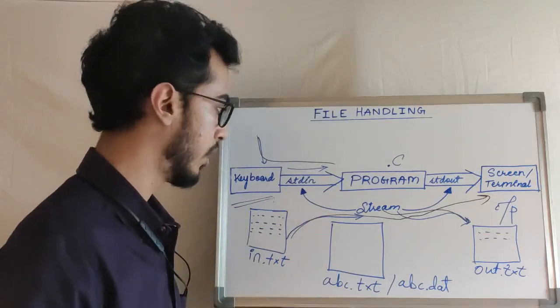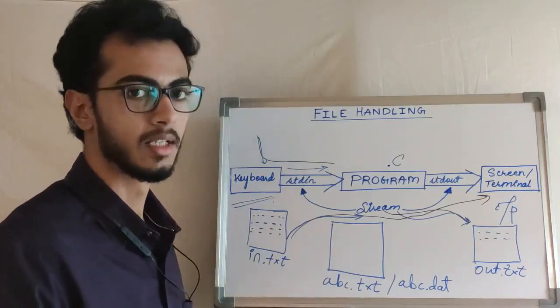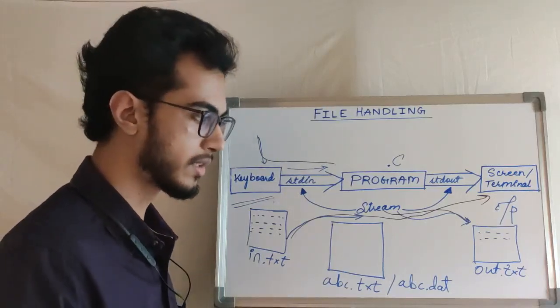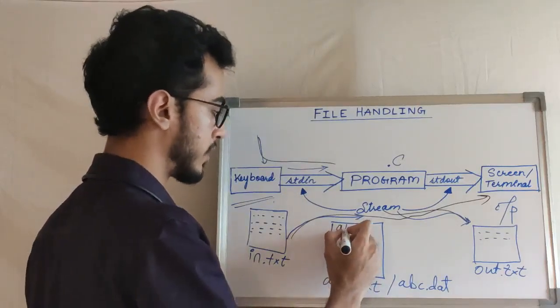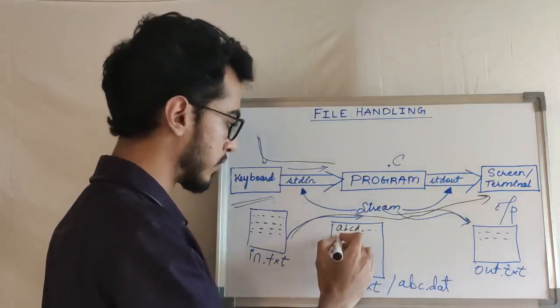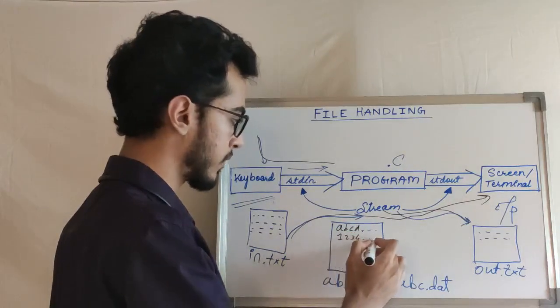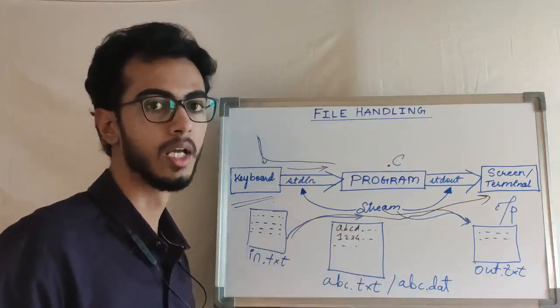Okay. So, giving some more elaboration about files: these files are just normal text files or data files where some alphabets could be there, or some numbers could be there, or some special characters could be there.